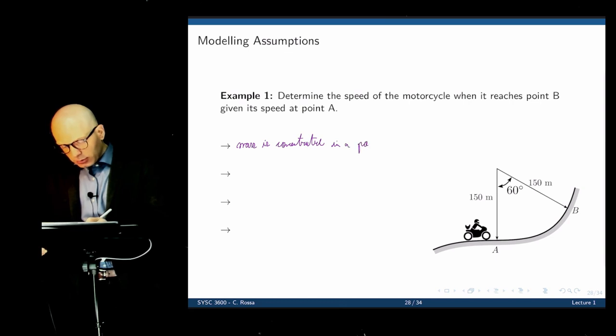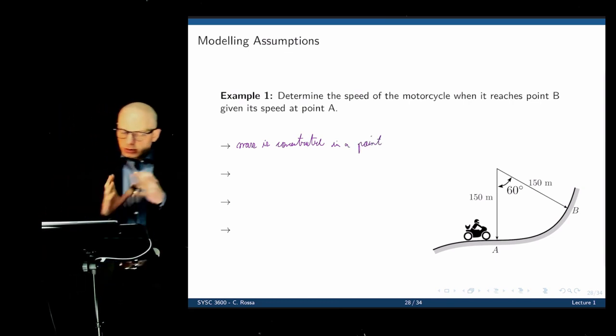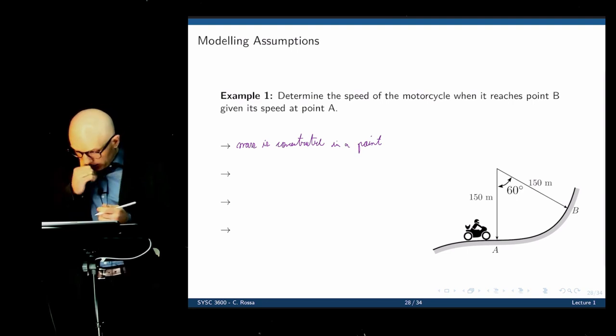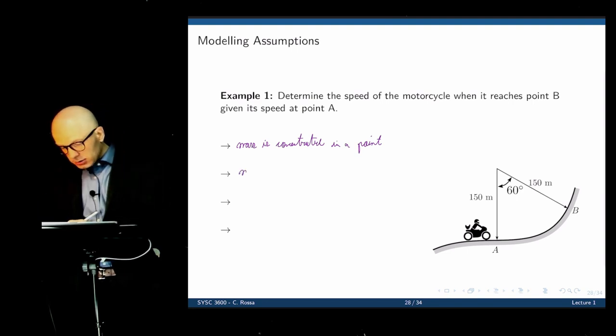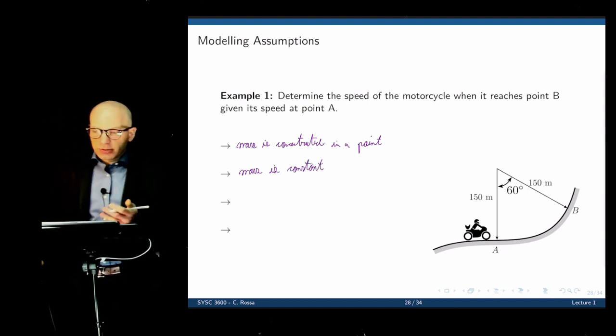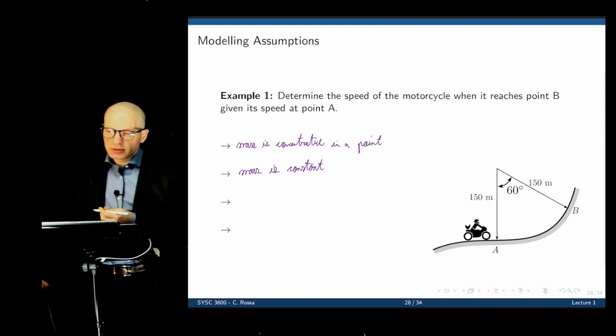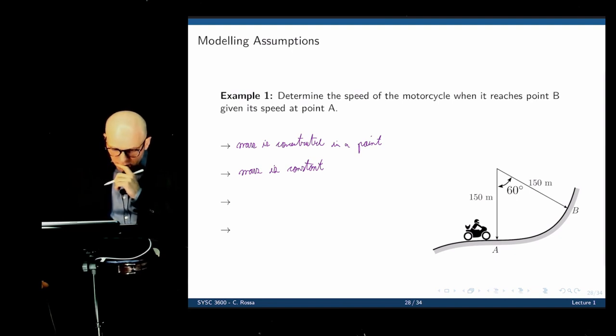And this point represents the entire system. Something else that we can assume here to simplify the system is that mass is constant, which may not necessarily be true because you're burning fuel and that will affect the entire mass of the system, even though that might be negligible.